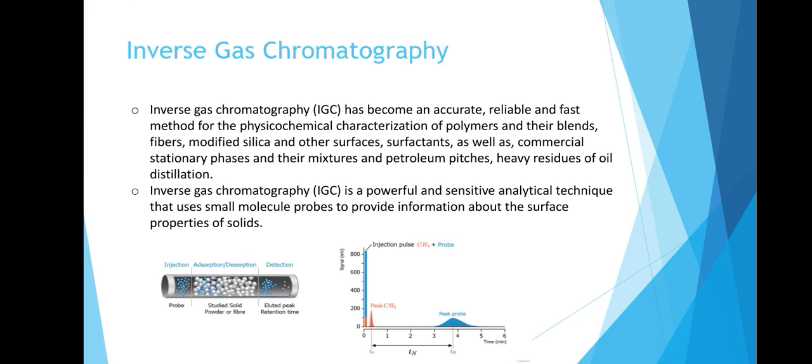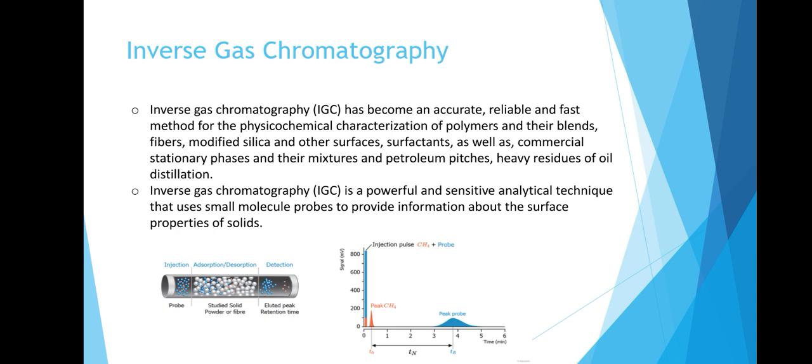Inverse gas chromatography has become an accurate, reliable and fast method for determining the physicochemical characterization of polymers and their blends, their fibers, modified silica and other surfaces, surfactants, as well as commercial stationary phases and their mixtures, and petroleum pitches, heavy residues of oil distillation. Inverse gas chromatography is a powerful and sensitive analytical technique that can use small molecule probes for providing information about the surface properties of solids.